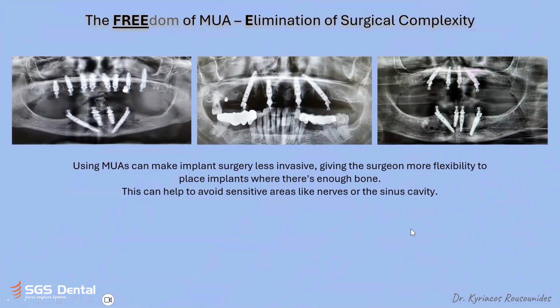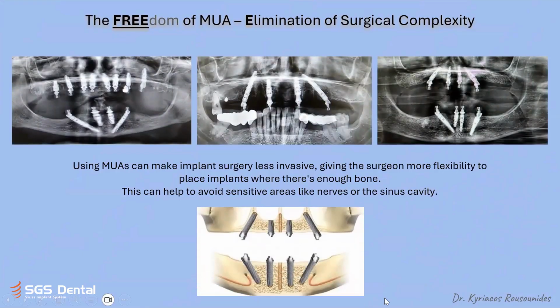These are more cases like this. Here we can see how we can avoid the exit of the mental nerve, and how we can avoid here the sinus. And in these cases, or you can see above, with 10 teeth, 12 teeth, a hybrid prosthesis on both sides. So it's a full arch restoration completed.